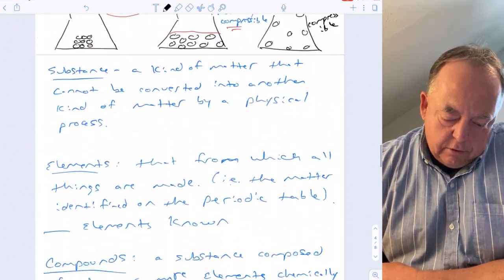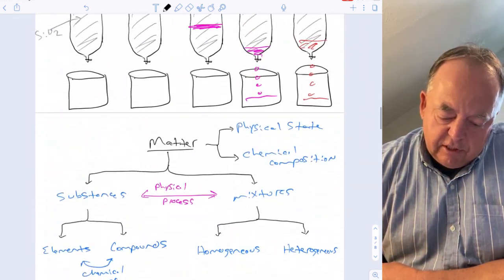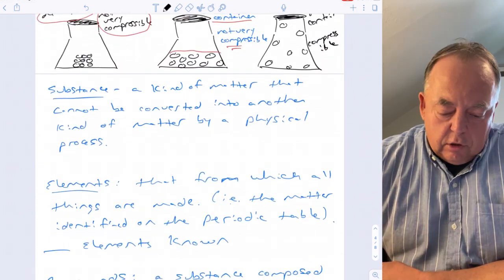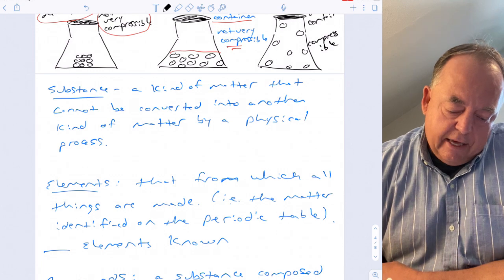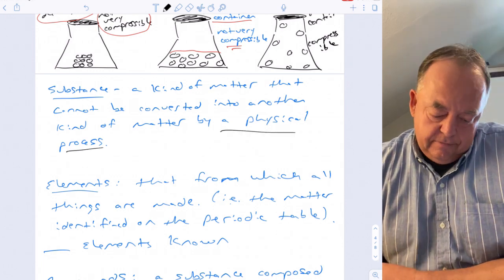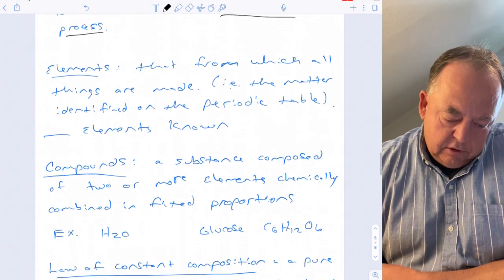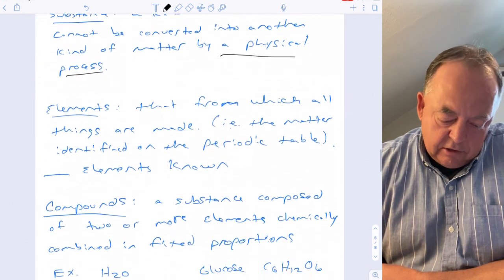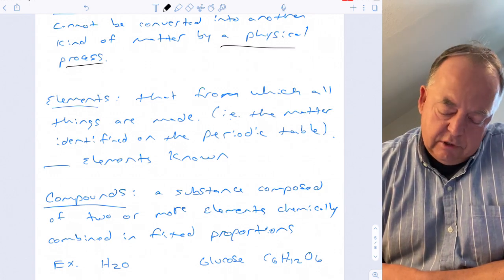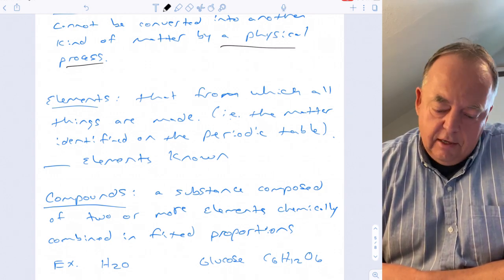Okay, so to finish this off, what are the definitions of these other definitions of matter? So a substance is a kind of matter that cannot be converted into other kinds of matter by a physical process. And if we subdivide substance into elements and compounds, what is an element? It's that from which all things are made.